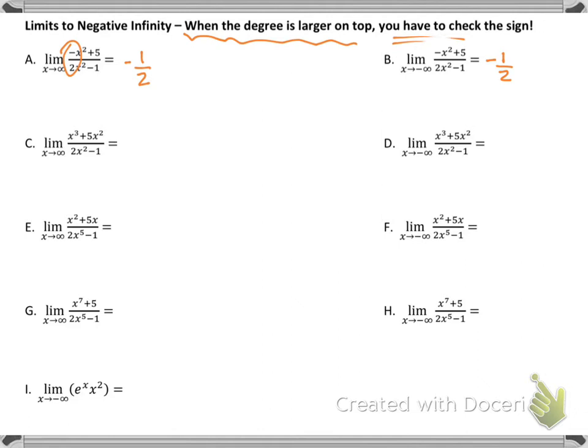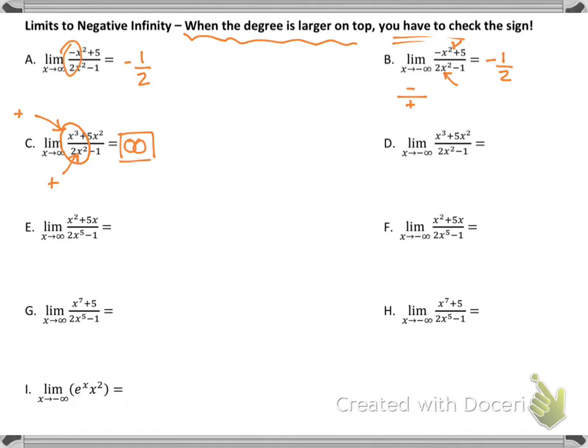Because if I were to plug in a negative here and square it, that would give you positive times a negative makes it negative. Plug in a negative here and square it, times 2, that would be positive. So negative divided by positive does give us a sign that's negative. Okay, C, that one is bigger on top, so we have to check the signs. So it's either going to be infinity or negative infinity if it's bigger on top. So if we plug in a positive number for x up here, we get positive. Plug in a positive number for x here, we get positive. Positive over positive is positive infinity.